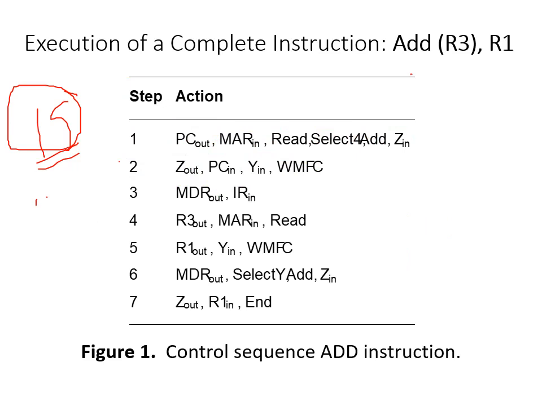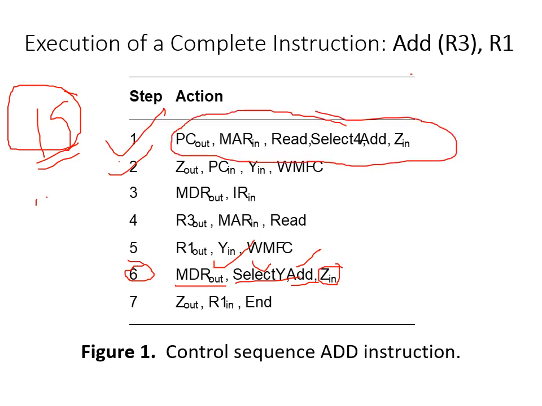So after the execution starts, for example, after the add instruction execution starts, at the 6th clock cycle, the processor has to execute the MDR out basic step, select Y basic step, add basic step and Z in basic step. These are the basic steps, and these are the steps which have to be executed in one clock cycle. Meaning at the first clock cycle all these basic steps should be executed. At the second clock cycle all these basic steps should be executed.